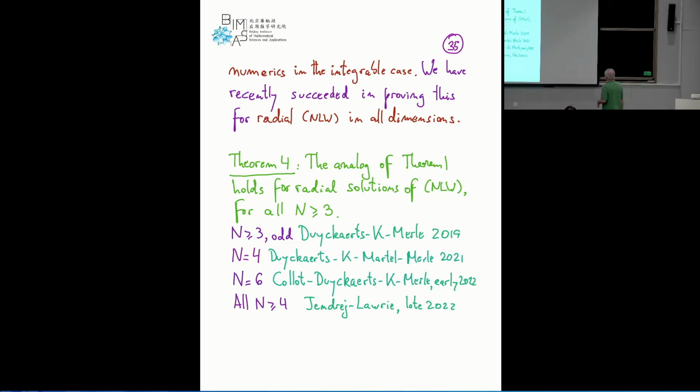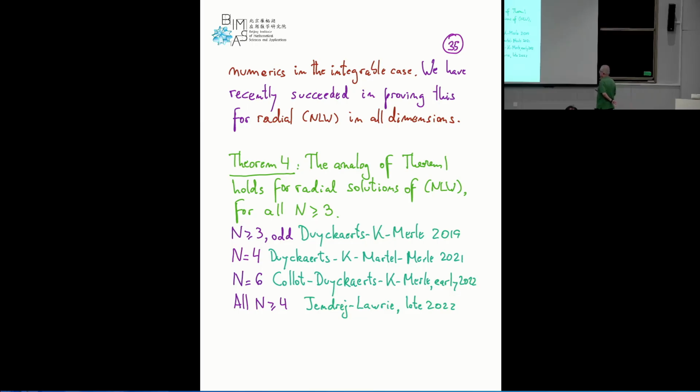Okay? So I will conclude with theorem 4, which is that the analog of theorem 1 does hold for radial solutions of the nonlinear wave equations for all odd dimensions bigger than or equal to 3. The odd case in which the strong Huygens principle holds is the more favorable situation. We proved this in a paper that appeared in 2019. It was just before the pandemic.